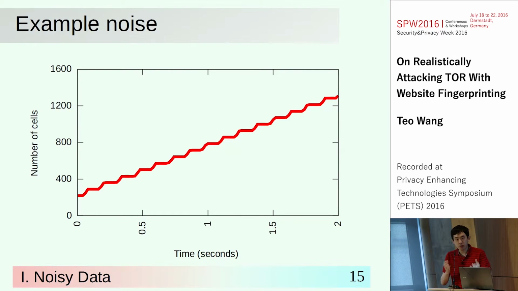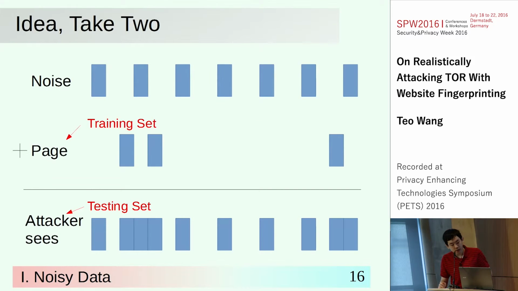And any disturbance you make to the original sequence is going to significantly drop the accuracy. So that's not a good idea. We can't really just remove noise from noisy packet sequences. Well, here's another idea. Instead of doing that, how about instead of training on the original page set, what if we just train on the set with noise?